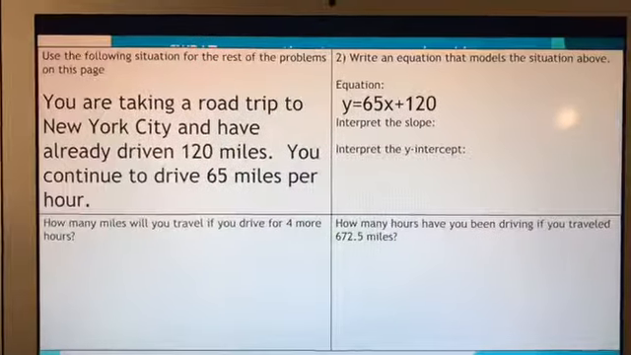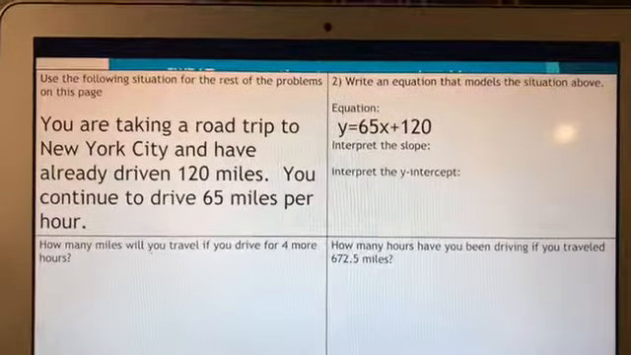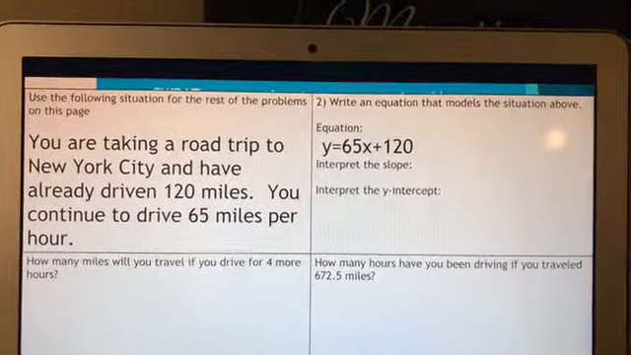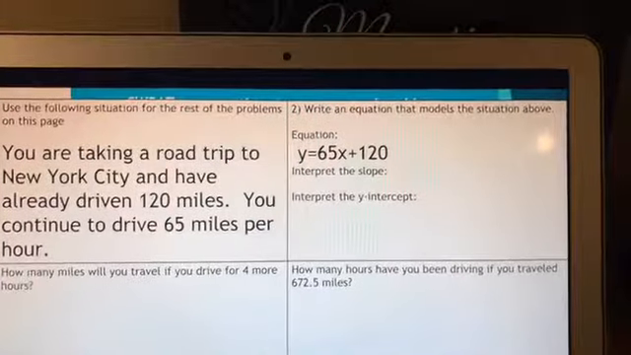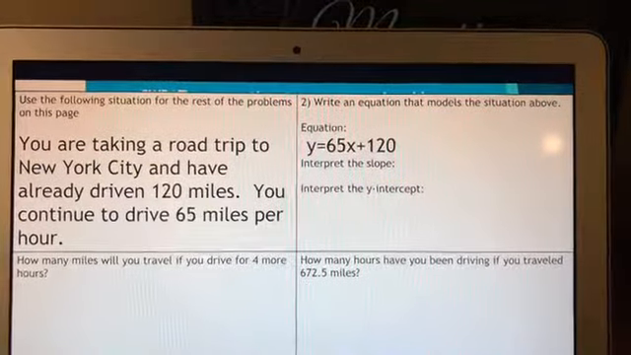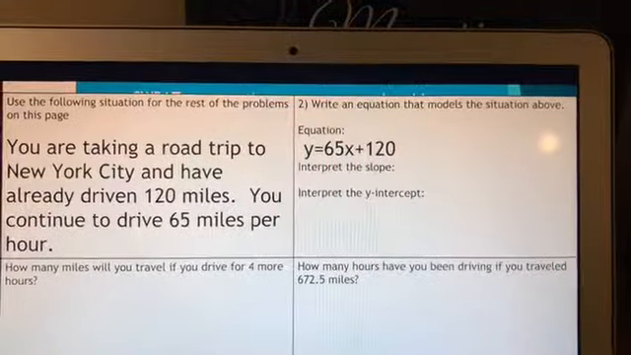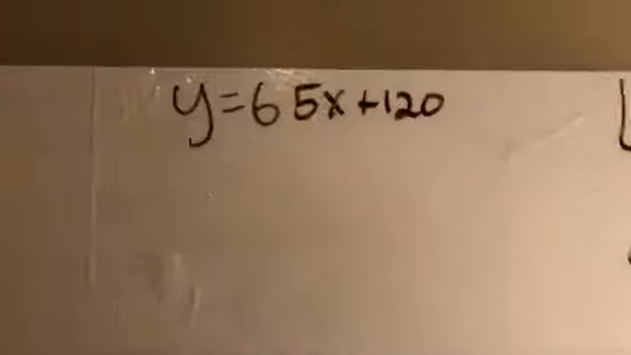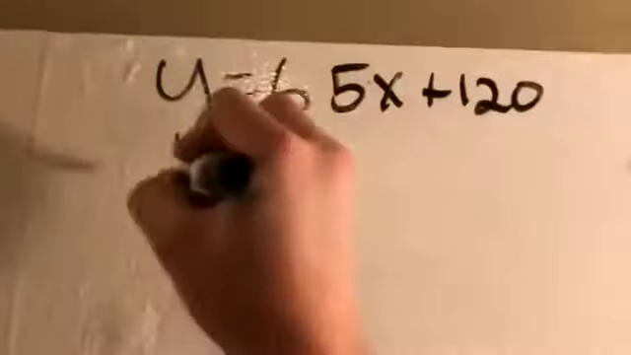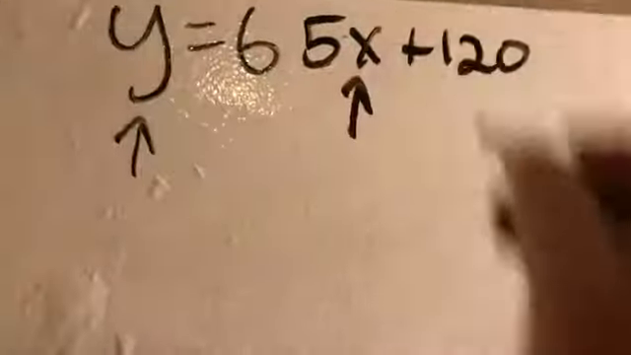You are taking a road trip to New York City and you've already driven 120 miles and you continue to drive 65 miles per hour. There's the equation, y equals 65x plus 120. We need to write a nice interpretation sentence for the slope and for the y-intercept. So over here, I'm going to write down my equation and we need to label the variables. What are we counting here?